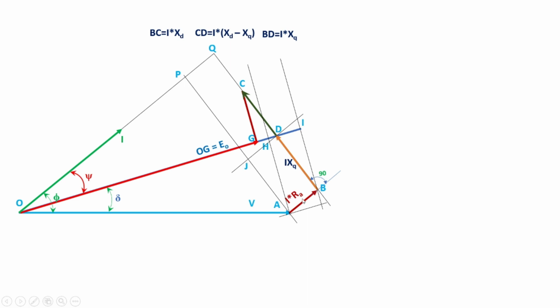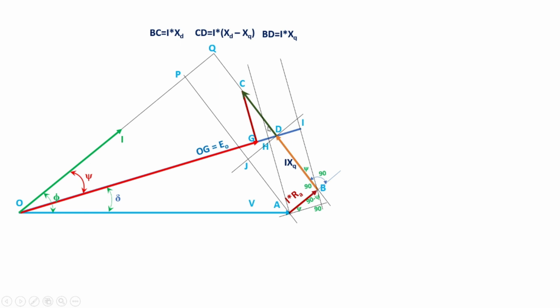Now this phasor is parallel to armature current, and this line is parallel to E0. Obviously this angle is psi. As this angle is psi and this angle is 90 degree, this angle is 90 minus psi. If this angle is 90 minus psi, this angle is 90 minus psi. Therefore this angle is psi. Now let's consider this right angle triangle BID, and this angle is psi and this angle is 90. Therefore this angle is 90 minus psi.